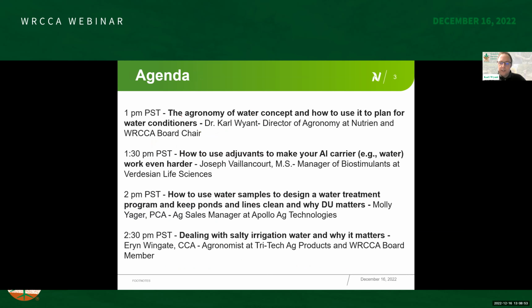So lots of exciting reasons to take a sample. And here's how we're going to arrange the agenda. I'm on first. I'm going to talk about how this agronomy of water concept hopefully convinces you to take a water sample for a New Year's resolution, but then how to use that water sample to plan your water conditioners. And that's treating that spray water to make your ag chem program work better.